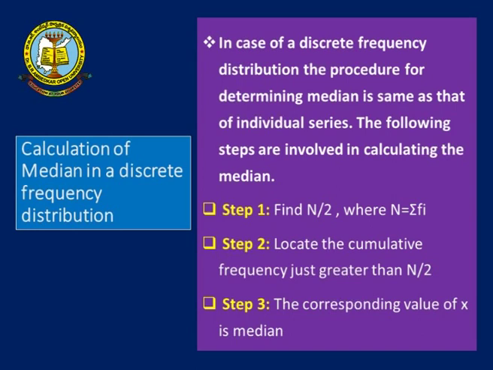First step, find n by 2, where n is equal to the sum of the frequencies, n equals summation fi. Fi means the frequencies. Next, step 2, locate the cumulative frequency just greater than n by 2. Cumulative frequency means keep adding together the values. Next, step 3, the corresponding value of x is the median.